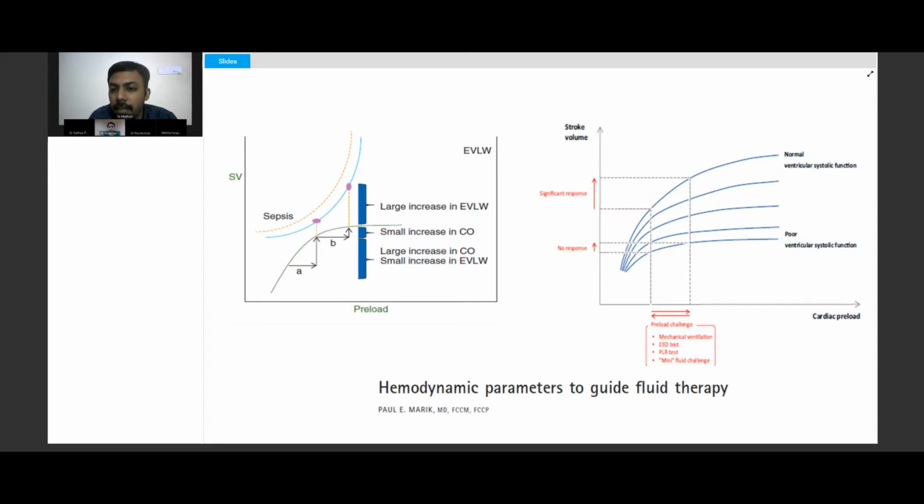Similarly, with different cardiac output and LV contractility function, there is a different response to preload. In these patients, on the top curves, preload has a good response, whereas on the bottom curves, giving preload in poor LV function is harmful. So always before giving a preload, we need to check fluid responsiveness.